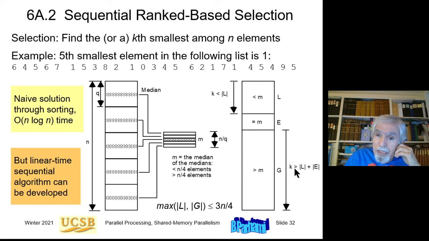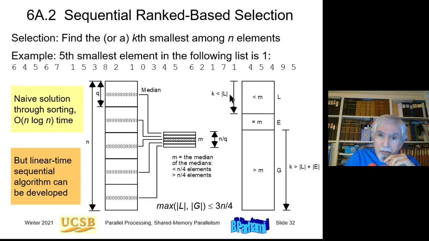If k is greater than size of L plus size of E, then the kth smallest element will be in this part, and it will be which element of this part? It will be the k minus size of L minus size of E element. So for example, if there are 10 elements here and there are 5 elements here, and I'm looking for the 20th element, I have to look for the 5th element in this part.